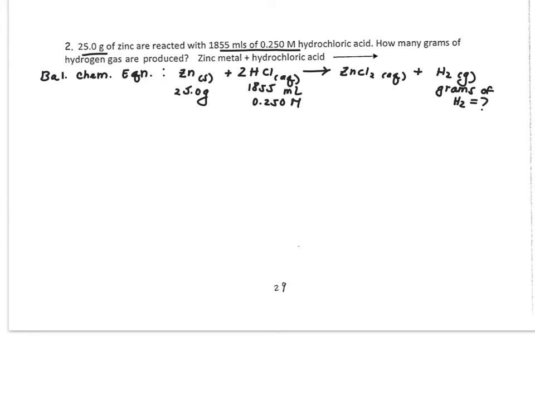Okay, so we're given the quantities of both reactants, and we have to find the amount of product produced. This is what we call a limiting reactant problem. We need to first determine what the limiting reactant is. So let's see how much hydrogen gas is produced from our 25 grams of zinc.